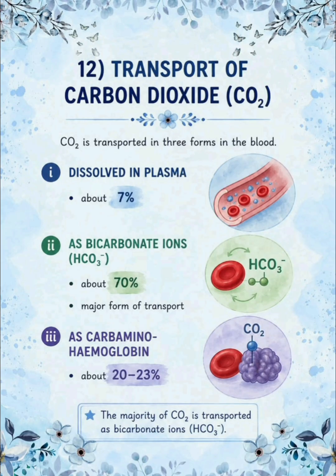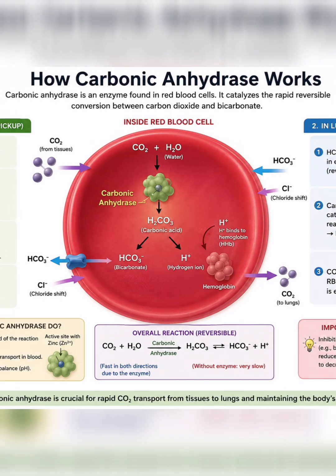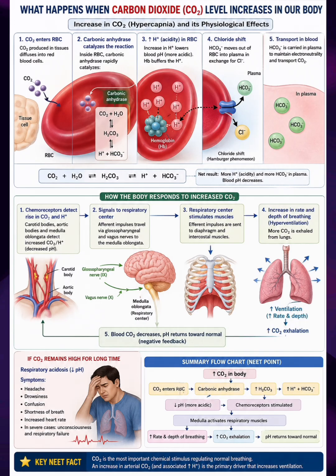70% of carbon dioxide is transported as bicarbonate ions. How? Inside our red blood cells, there is a massive concentration of an enzyme called carbonic anhydrase. It is also present in plasma, but only in tiny trace amounts. This enzyme acts like a high-speed factory, converting carbon dioxide and water into bicarbonate and hydrogen ions. That is why whenever your internal carbon dioxide levels climb, your H+ ion concentration rises right along with it.